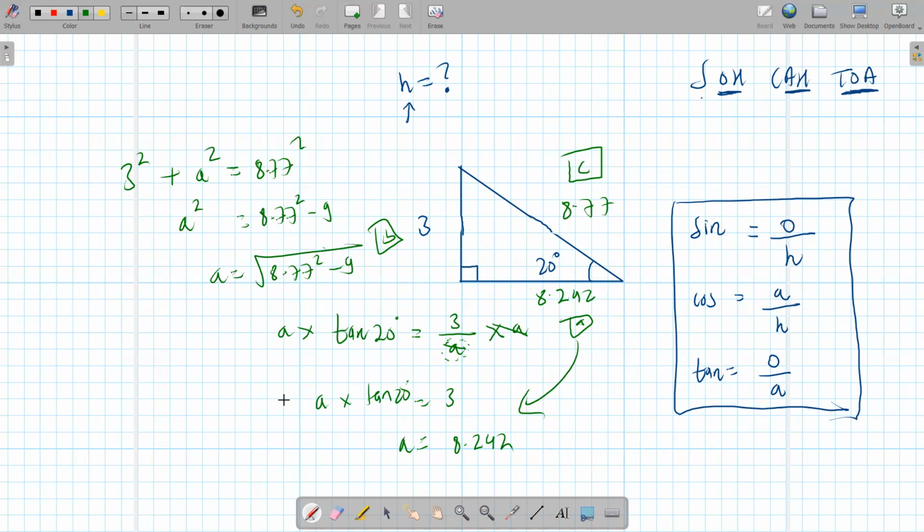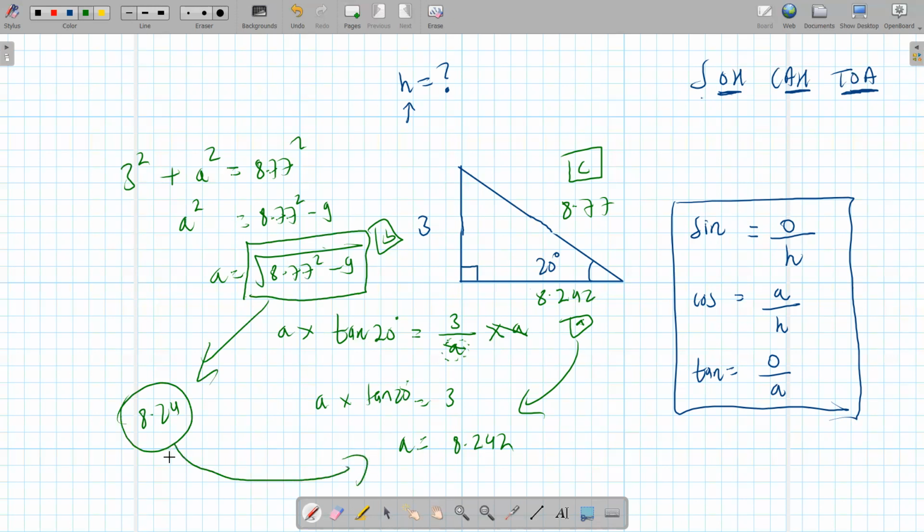It's giving like 6.03. I don't know why. Oh, because we didn't set this up right. Or did we? Wait a sec. 6.03, let me double check. 8.77 squared minus 9, the square root of that. 3 divided by tan 20. 8.77 squared minus 9 is 67. I got 8.24 for this, right? 8.24 using Pythagoras theorem. So you see, these two should be the same.